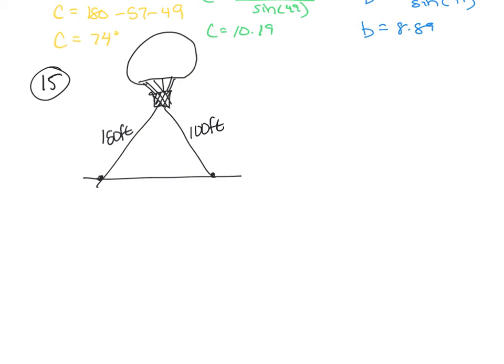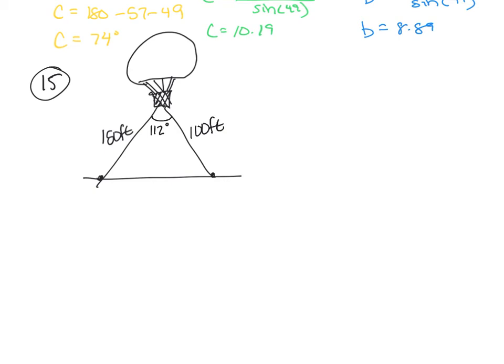The angle between the ropes at their attachment point is 112 degrees. If you'd like a better looking hot air balloon, I think the one on the review answer key is pretty good looking. Okay, how far apart are the points where the ropes are attached to the ground?